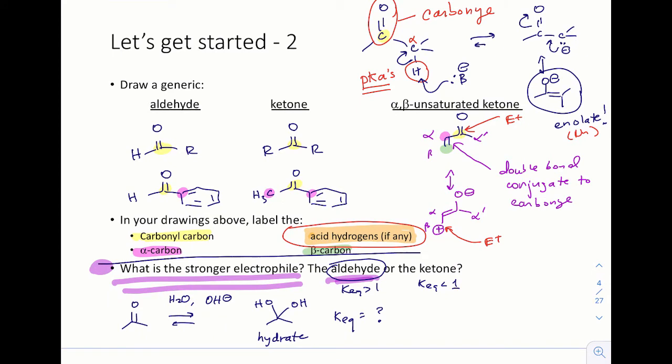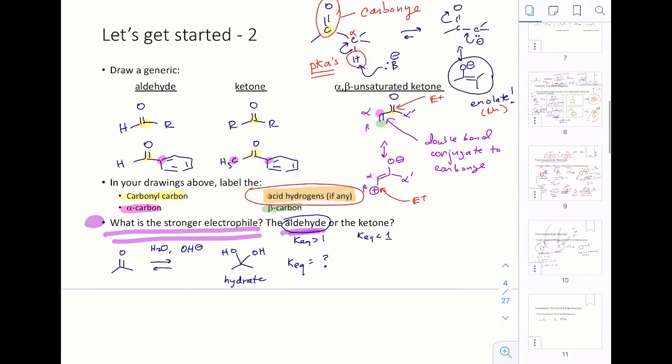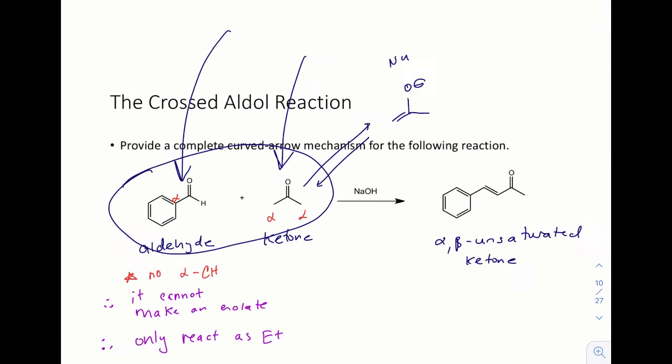What is the stronger electrophile, an aldehyde or a ketone? Aldehydes. So that's how this works. That's why this makes one product, this specific cross-aldol reaction.